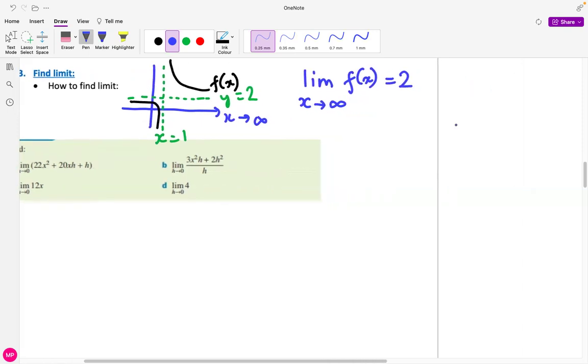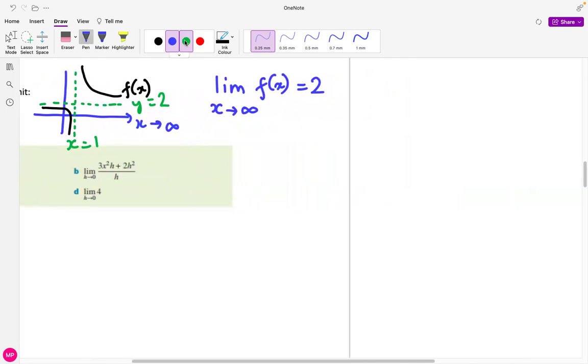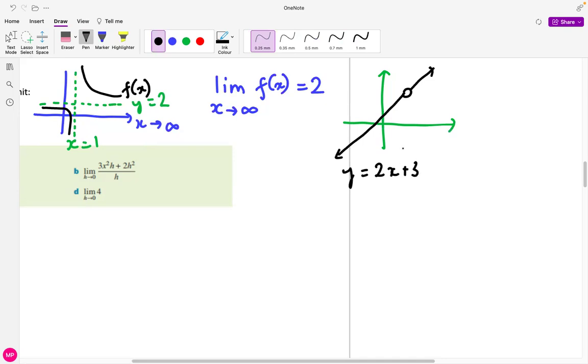Now, here's another example. What if this time you have a linear line, but you don't include one of the points. Let's say a line goes like this, and then suddenly you make a hole here, and it keeps going in both directions. Let's say the original equation for this is y equals 2x plus 3, something like that. And I'm going to say this point here is at x equals 1.